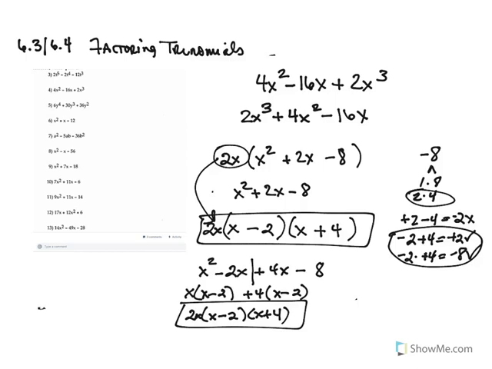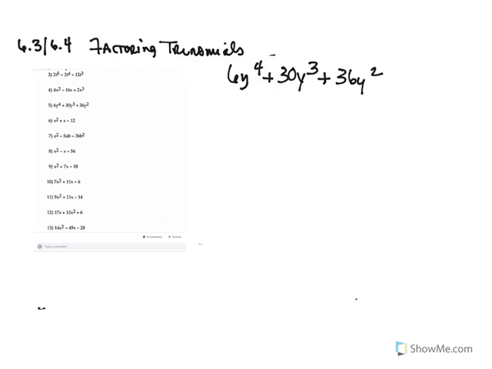All right, so you choose what works best for you. Learn one method and stick with it no matter what, and you'll be fine. But the more you work it, the more comfortable you will get. All right, let's do another one. All right, so this next one, 6y to the 4th plus 30y cubed plus 36y squared. I think you should pause it and work through it yourself, and then let's see what happens.